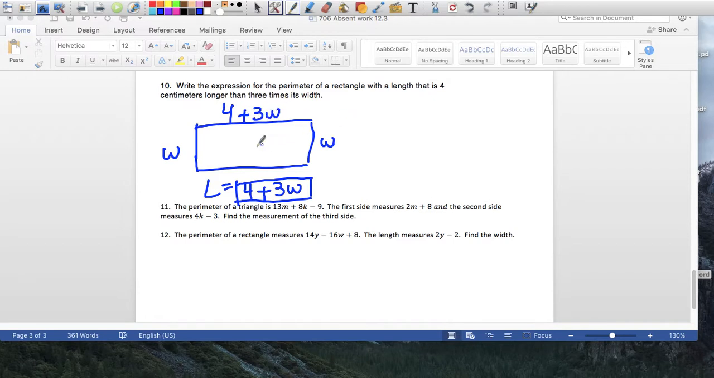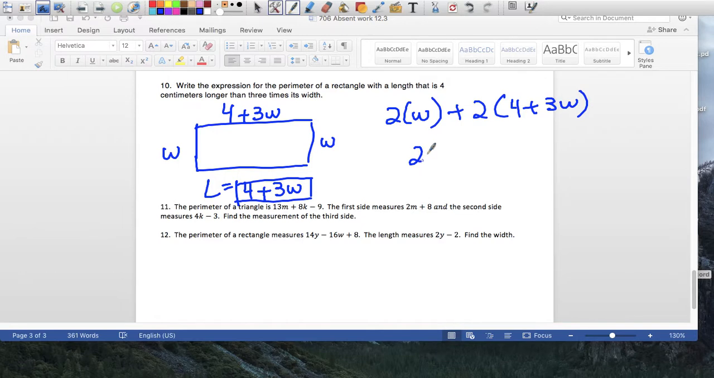So all my sides of this rectangle are being represented using one variable, which is w in this case. So we're going to add all the sides. So again, let's add the width. There's 2 times the width, right, because there's 2 of them, plus 2 times the length, because there's 2 of them as well, 4 plus 3w.